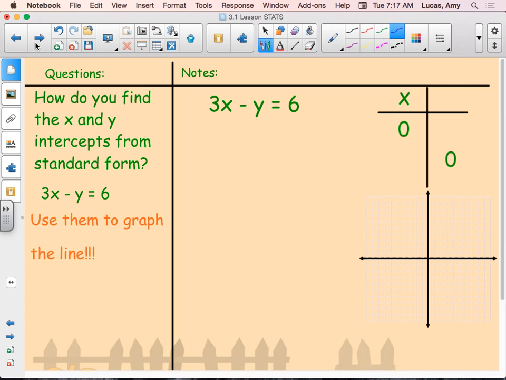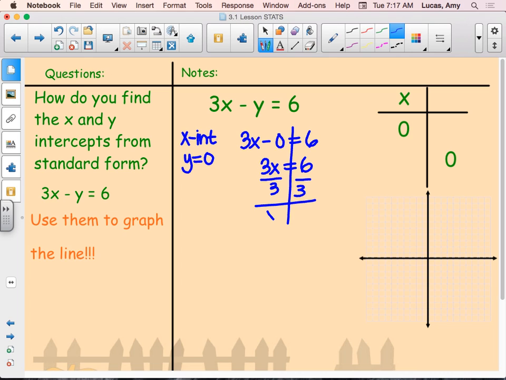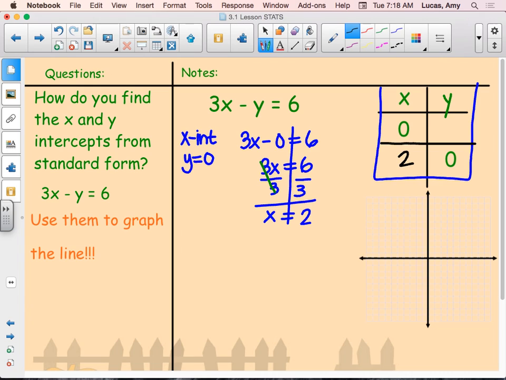One more example like that. So x-intercept again, I need y to be equal to 0. 3x minus 0 equals 6. 3x minus 0 is just 3x, so 3x equals 6. Divide by 3. 6 divided by 3 is 2. So x equals 2. So in my table over here, x equals 2.